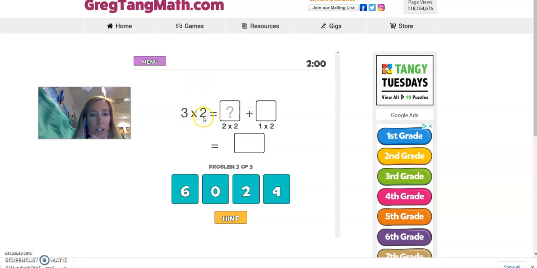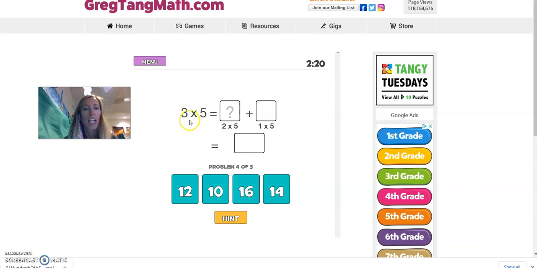All right, 3 times 2, 3 groups of 2. But we're going to break that apart. Instead of 3 groups, we're going to look at it as 2 groups of 2 and 1 more group of 2. Well, I know 2 groups of 2 is 4, and 1 more group of 2 is 2. And if I add that together, I'm at 6. Okay, so it does it again for me.